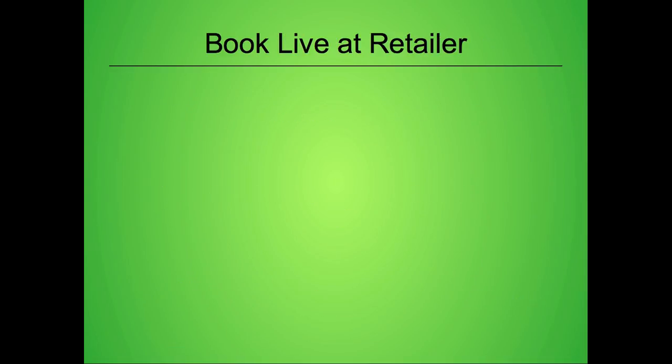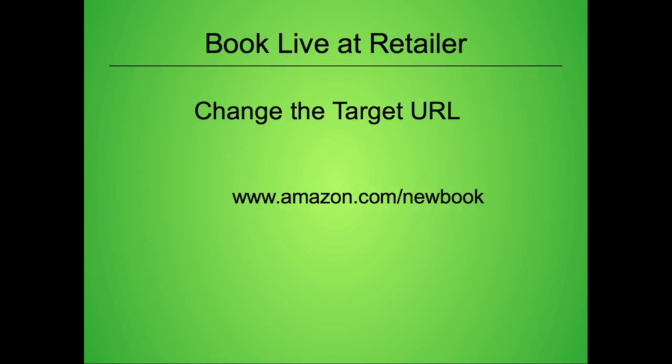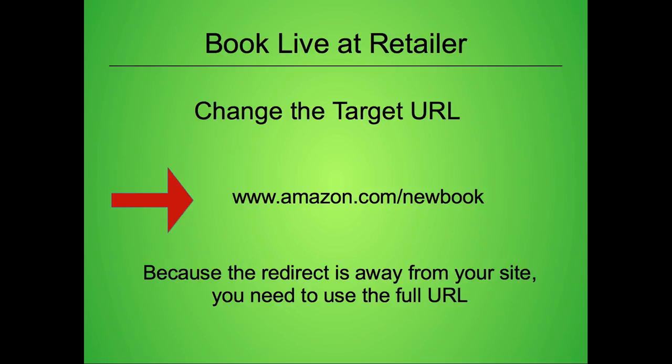Once the book goes live at the retailer, you go into WordPress and your Redirection dashboard and you change the target URL to something like www.amazon.com/new-book, whatever the site address is for your live book. And here you do need to use the full address because you're sending the person away from your website. And if you only use the /, then anything before that is going to end up being your website and it's not actually going to take them to Amazon. You have to tell Redirection you're now sending this link over to Amazon.